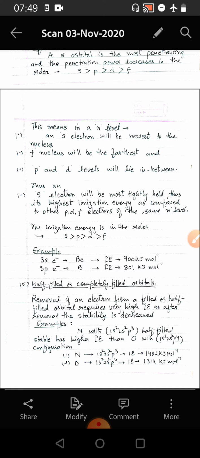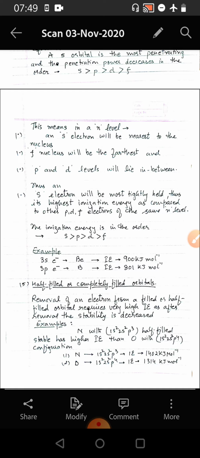Thus, an s electron will be most tightly held, thus having the highest ionization energy as compared to other p, d, f electrons of the same n level. The ionization energy is in the order of s greater than p, then d, then f. Examples: for 2s electrons of beryllium, the first ionization energy is 900 kilojoules per mole. For a 2p electron of boron, the ionization energy comes to be 801 kilojoules per mole. So we see it is easier to remove an electron from a p orbital than from an s orbital.